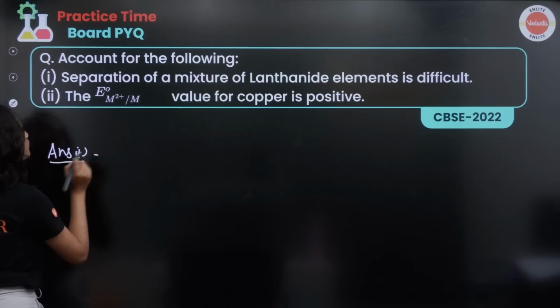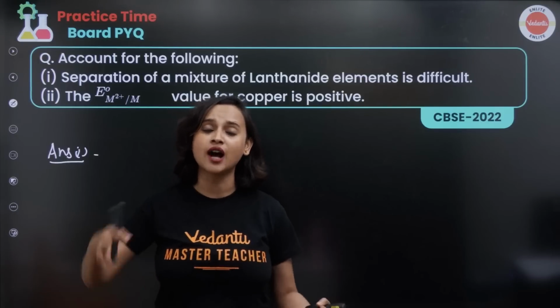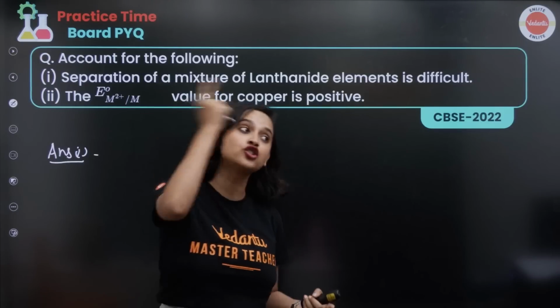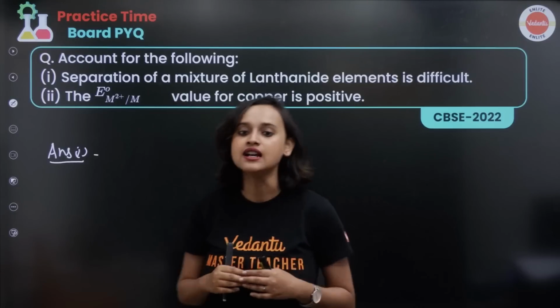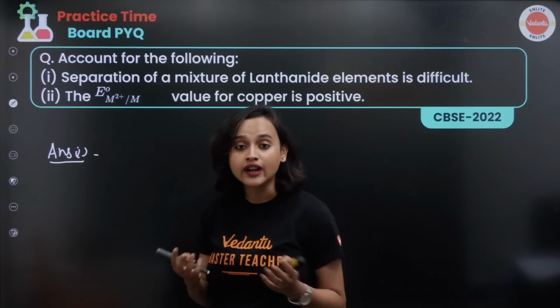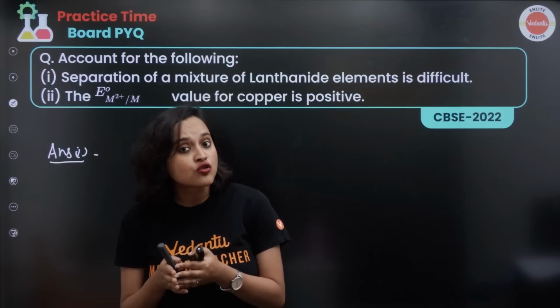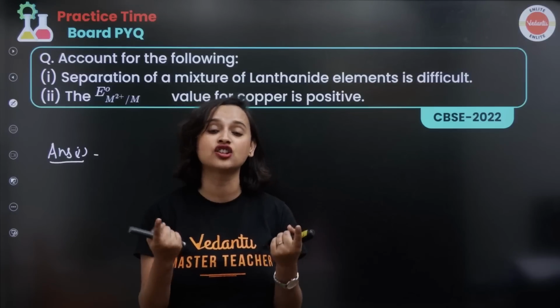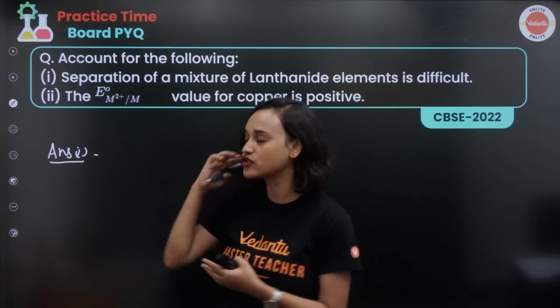Answer one. Do you remember, guys? What is this? Lanthanoid. The moment a question from lanthanoid comes, the first thing that your mind should go to is lanthanoid contraction. And that's exactly the answer here. Because of lanthanoid contraction, their sizes are so similar and the chemical properties are also so similar that they all exist in nature together, and it's very difficult to separate them. So that's what we're going to write.